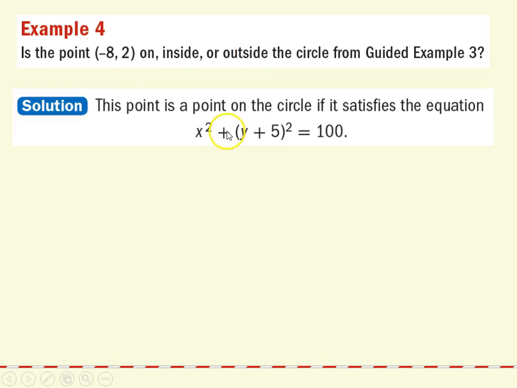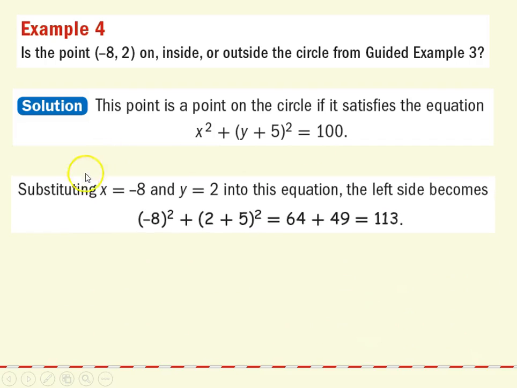What we're going to do here is take the equation that we're working with. This is the circle we were working with. And we want to know, is this point negative 8, 2 on this circle, inside the circle, or outside the circle? Well, if this point is on the circle, then when we plug in negative 8 for x, because it's the x value, and 2 for y, because it's the y value, then that point would be on the circle. If it doesn't work, then it's either inside or outside, and we'll take a look at what that looks like. So we substitute negative 8 for x and 2 for y into the equation, and this is the mess that we get here.